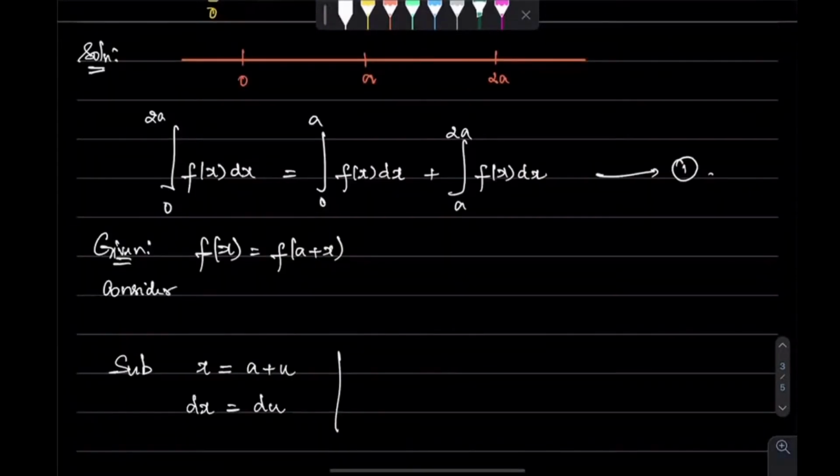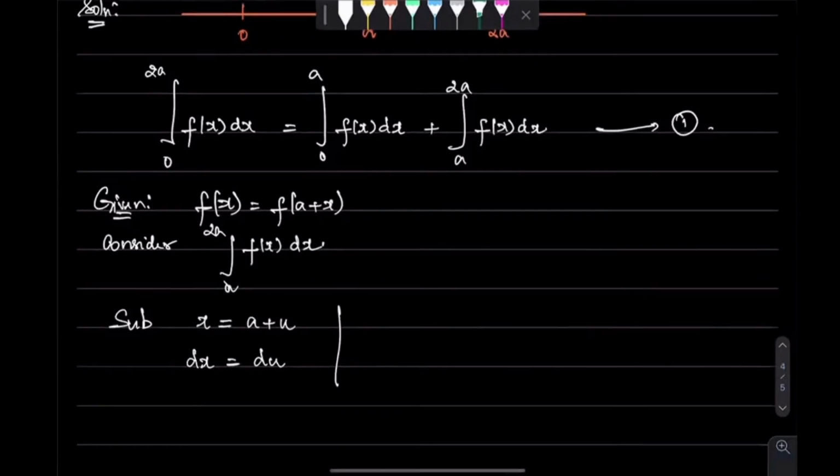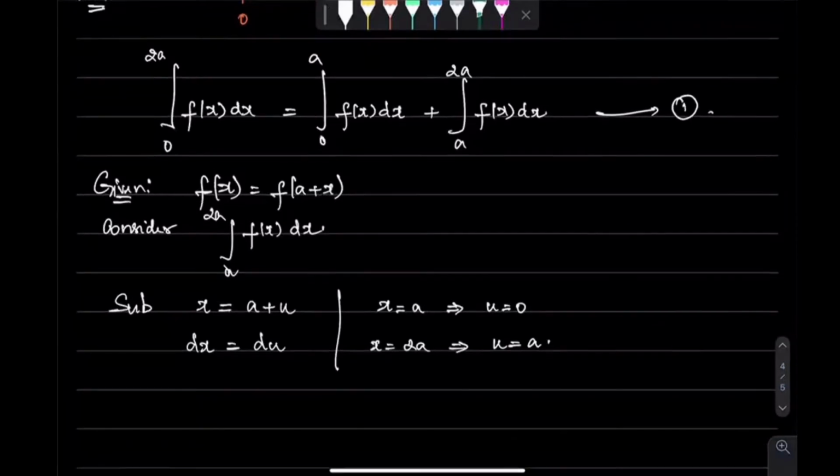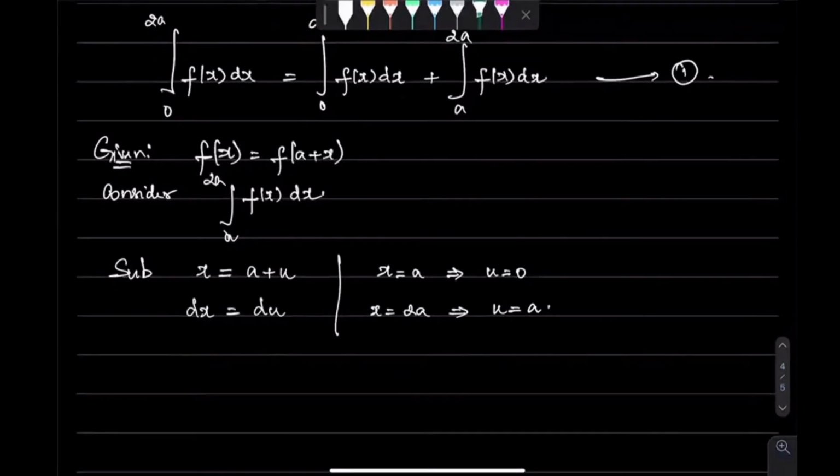Consider this integral, a to 2a f of x dx. Substitute, and the limit will change. So when x is equal to a, what happens to u? u becomes 0, right? When x is equal to 2a, what happens to u? u becomes a. You understand?